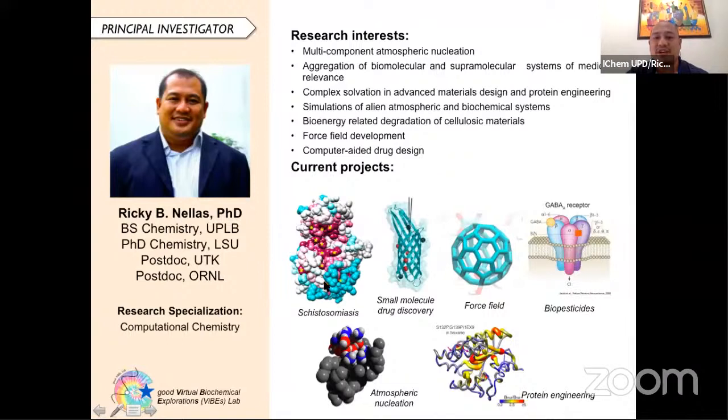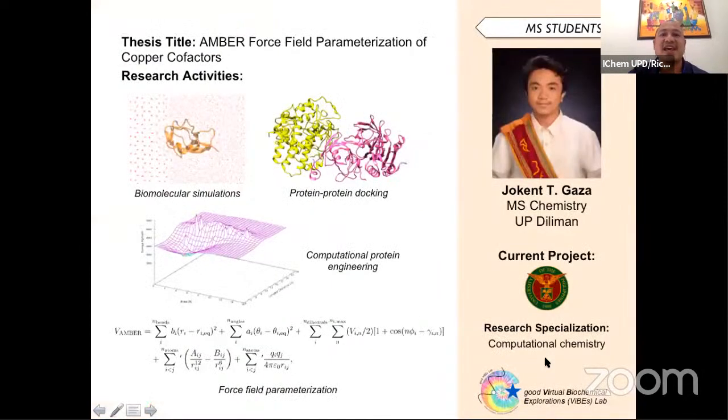So, we work mostly on schistosomiasis, finding a drug for this, small molecule drug discovery, development of force field, and then playing with biopesticides, using DA Biotechna funds. And then we also do protein engineering to harvest some sort of important chemicals. So Jokent will talk now.